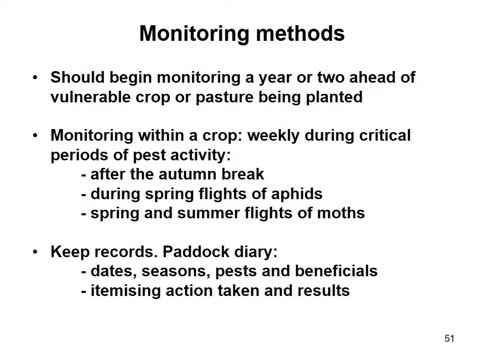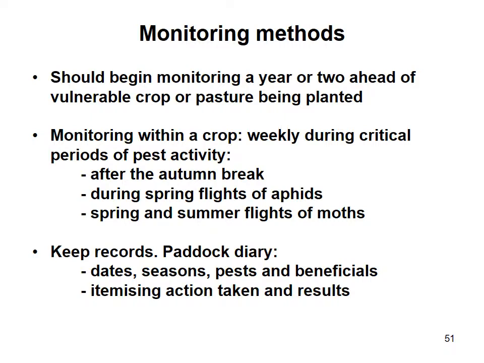Monitoring methods ideally should begin a year or two ahead of a vulnerable crop or pasture being planted. Monitoring within the crop should take place weekly during critical periods of pest activity. So, for example, after the autumn break, during spring flights of aphids, and during spring and summer flights of moths. Keep records.